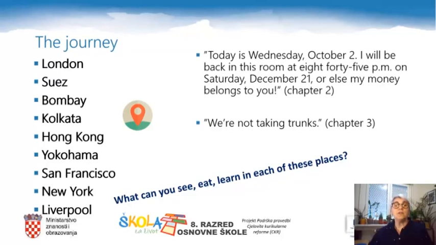If you're working on this lesson in front of your computer, you can pause and think, or you can do some research. What can you see? What can you eat, which is regional cuisine typical of the place? What can you learn in each of these places? Or if I got you interested in the book, you can take the book and check there what Mr. Fogg did in each of these places, and they had amazing adventures there.